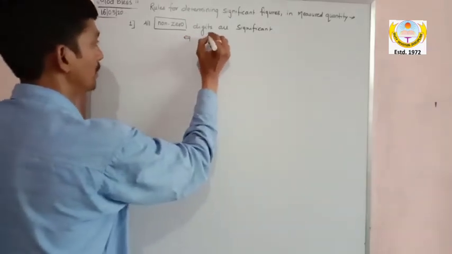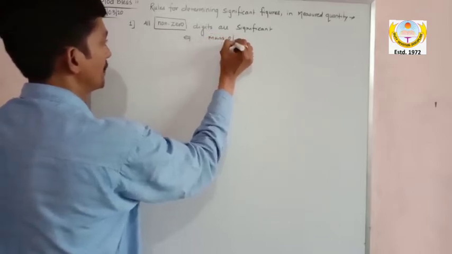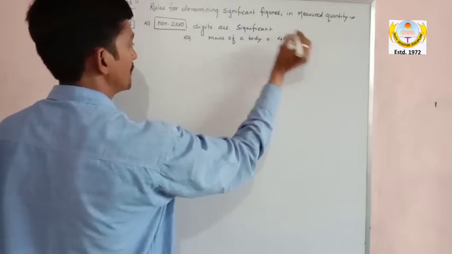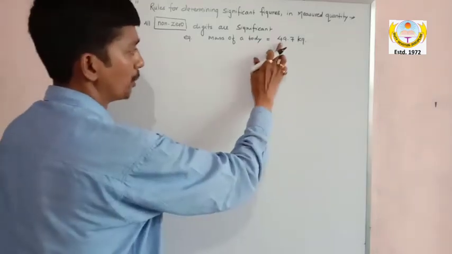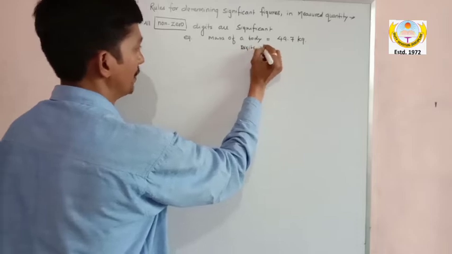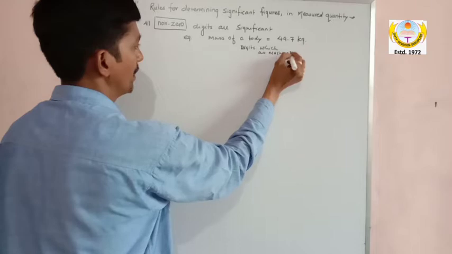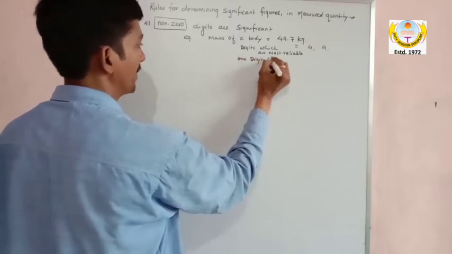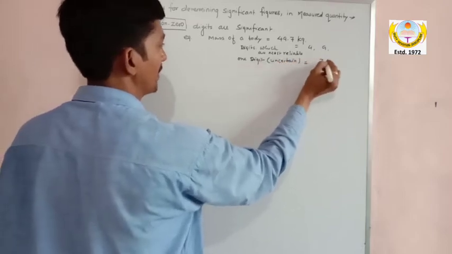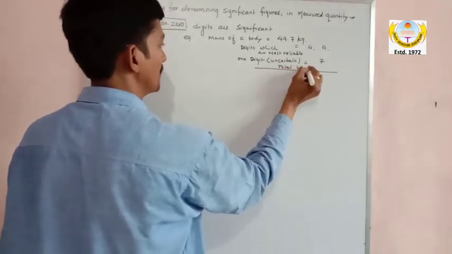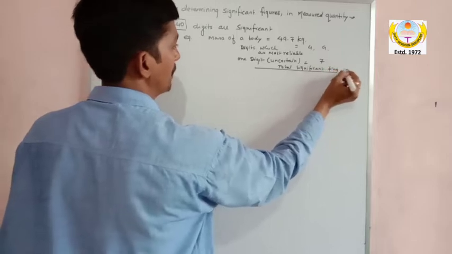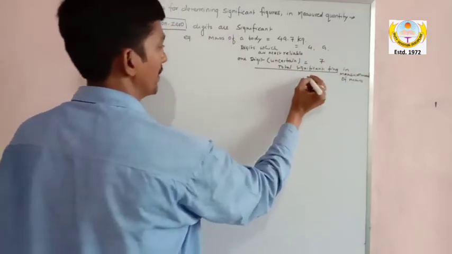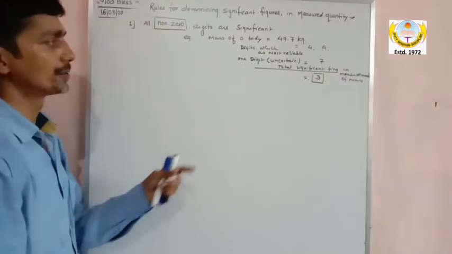Example: the mass of a body is 49.7 kg. So the digits 4, 9, 7. The digits which are most reliable are 4 and 9, and the one uncertain digit is 7. So the total significant figures in the measurement of mass is 3.